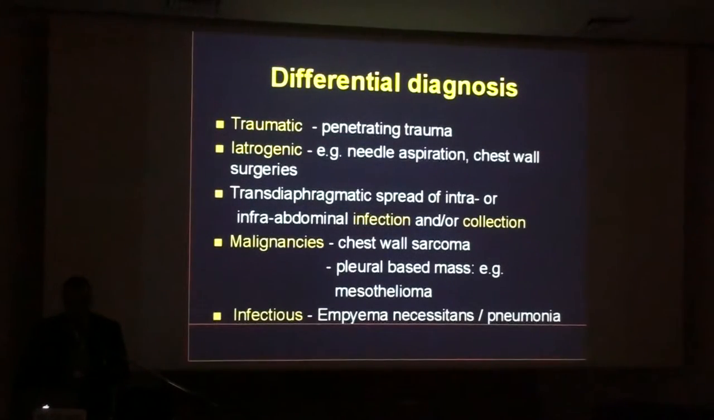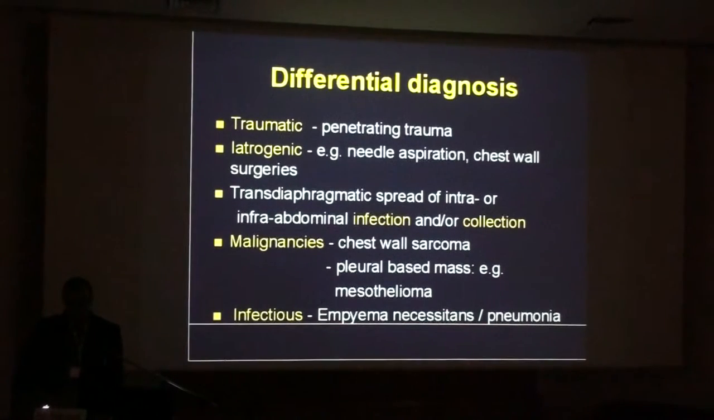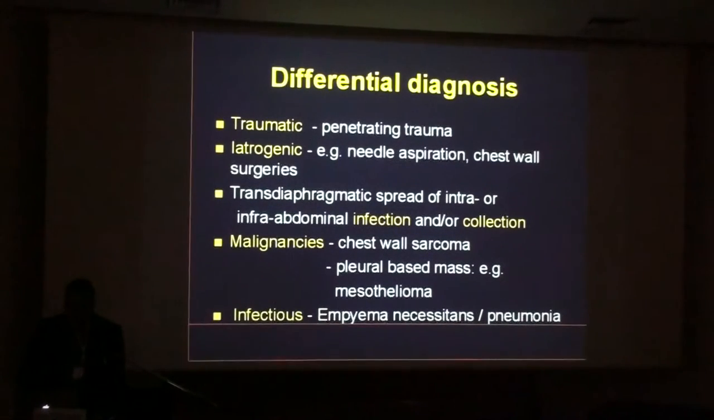So, considering our patient came with swelling in his left chest, we put this differential diagnosis: first, traumatic penetrating trauma or iatrogenic needle aspiration or chest wall surgeries; transdiaphragmatic spread of intra or infra-abdominal infections or collections; malignancy as in chest wall sarcomas; pleural based masses as in mesotheliomas; and also the infections as in empyema necessitans and pneumonias that can cross the chest wall.